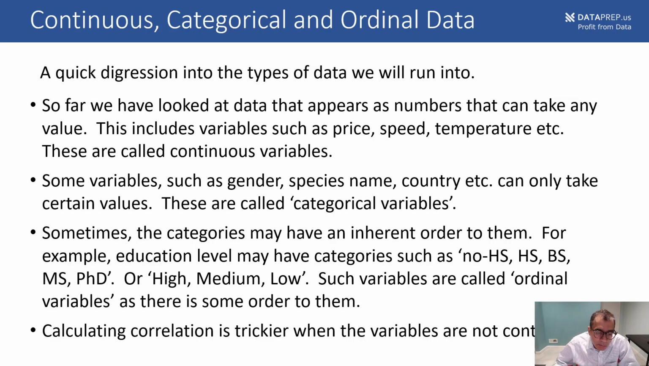Calculating correlation becomes more tricky when the variables are not continuous. If you have numerical continuous variables, it's easy to apply Pearson's formula and get a correlation estimate. But very often we run into variables that are not numbers. So how do you calculate a correlation?